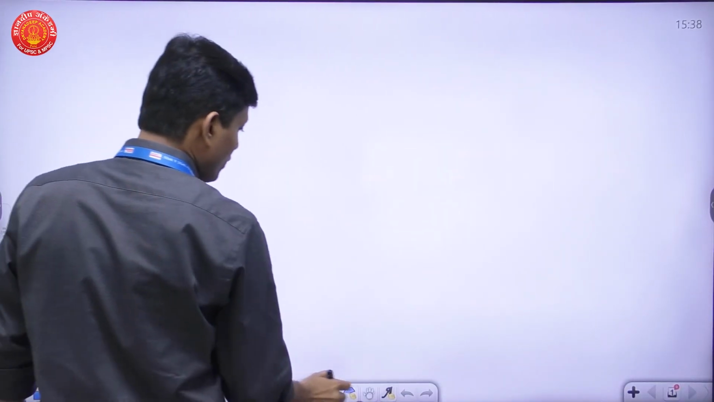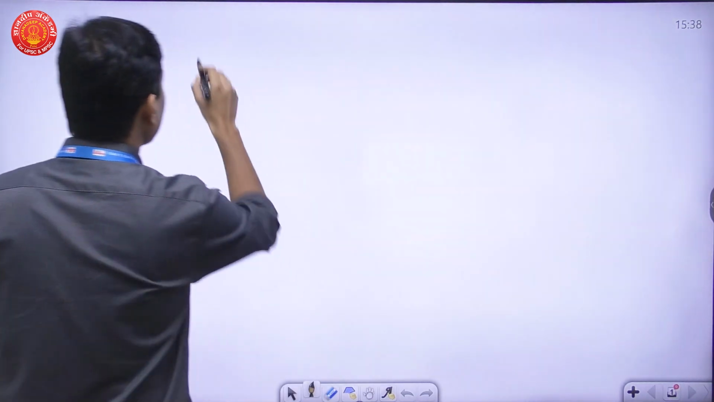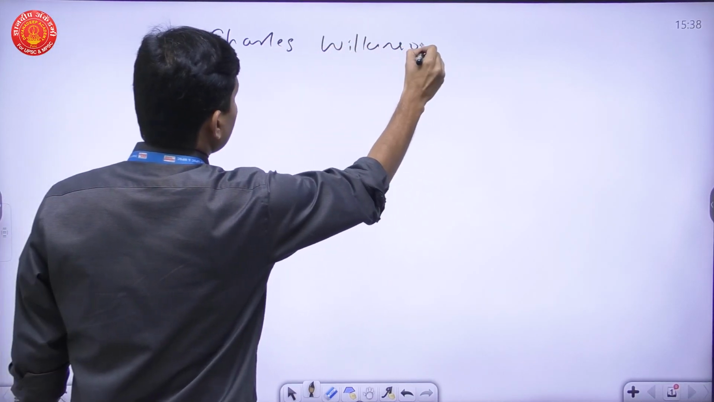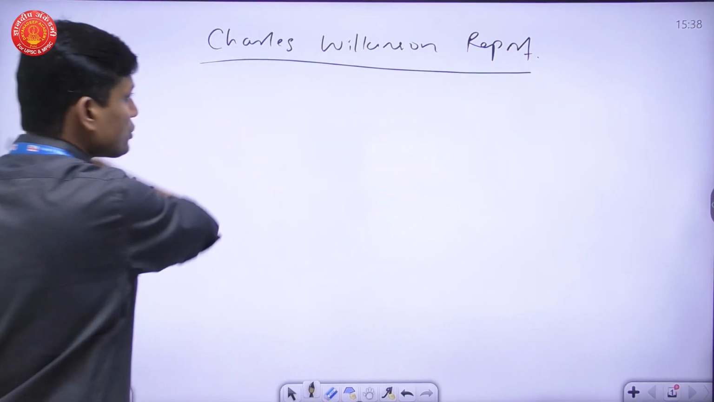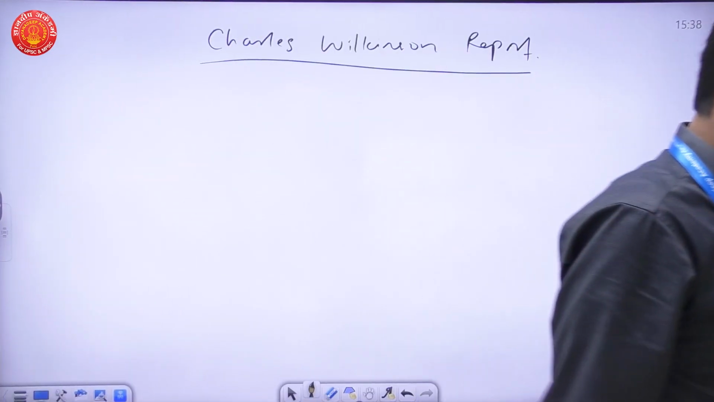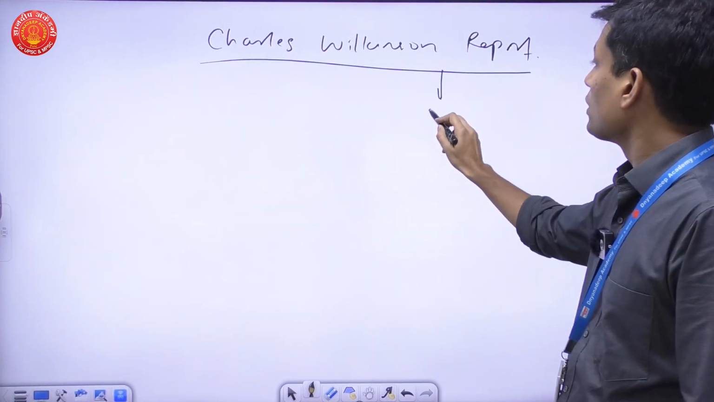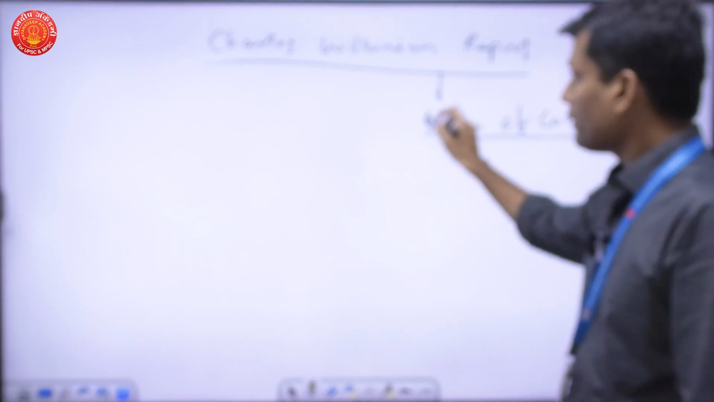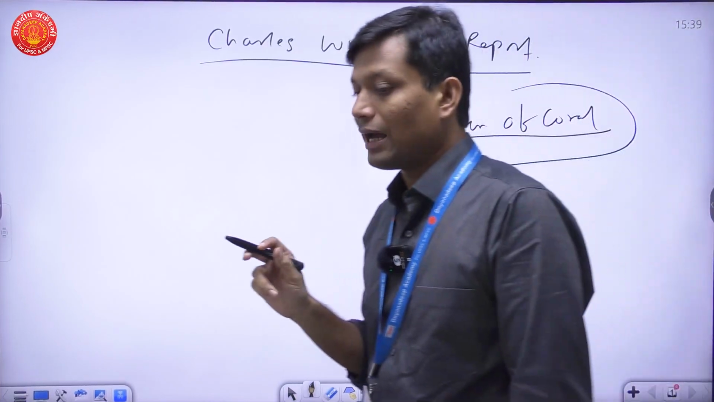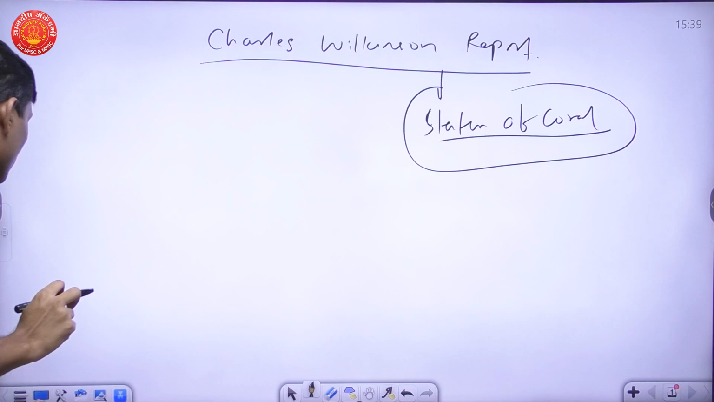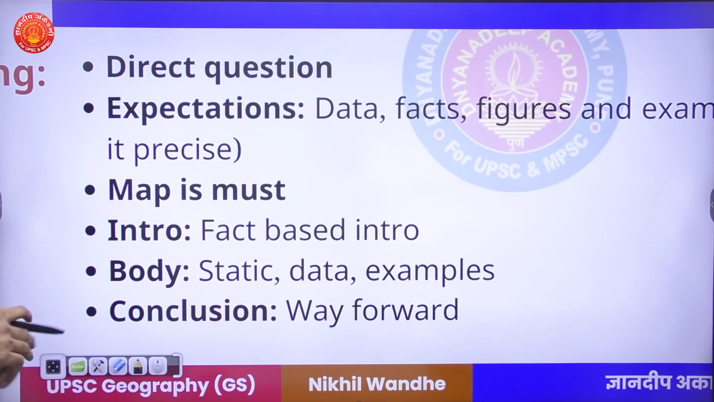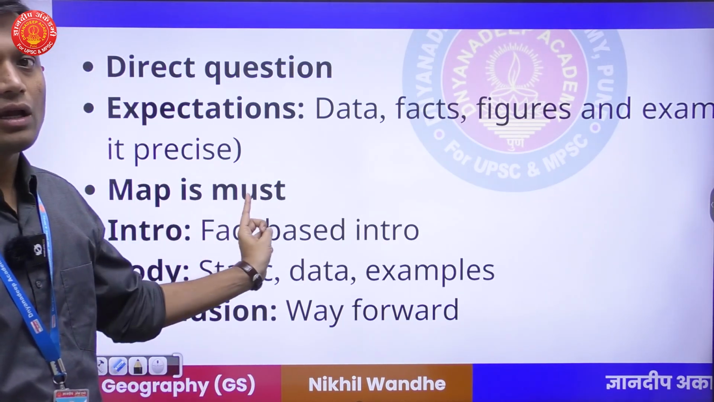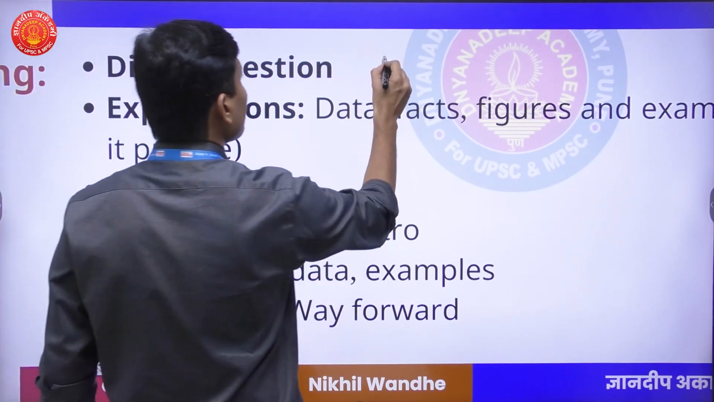There is one report you should be updated about, that is the Charles Wilkinson report. This is a biennial publication and this particular report talks about the status of coral across the globe. So refer to this particular report and update your data and facts regarding corals and coral life systems. From there you can collect data or some fact and write that fact in the introduction. Other than that, you will find data in one more report.